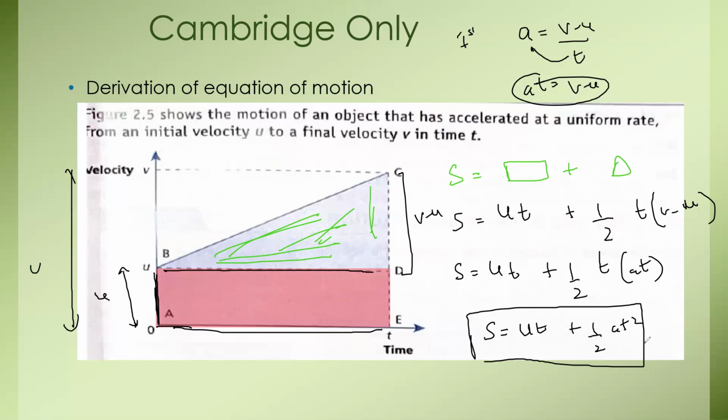So the displacement will be equal to the area under the graph, which is a triangle and a rectangle. Area of the rectangle is u into t, and the triangle is half t into (v minus u). According to the first equation, acceleration is (v minus u) over t, so v minus u is the product of a and t. So we substitute at in place of v minus u, and when at is multiplied by t, it becomes half at square. So the third equation of motion: s is equal to ut plus half at square. That's the third equation of motion.